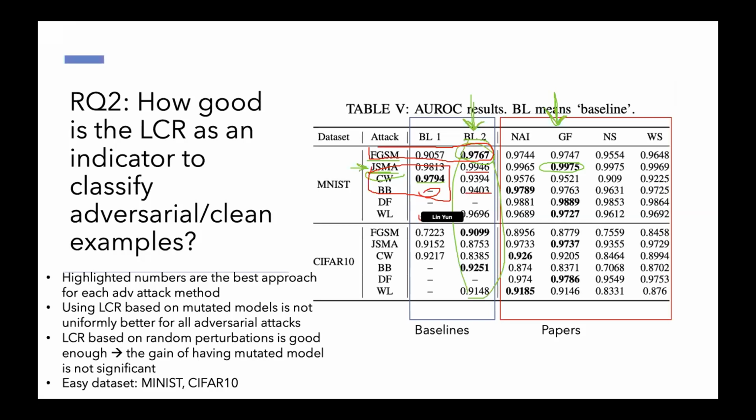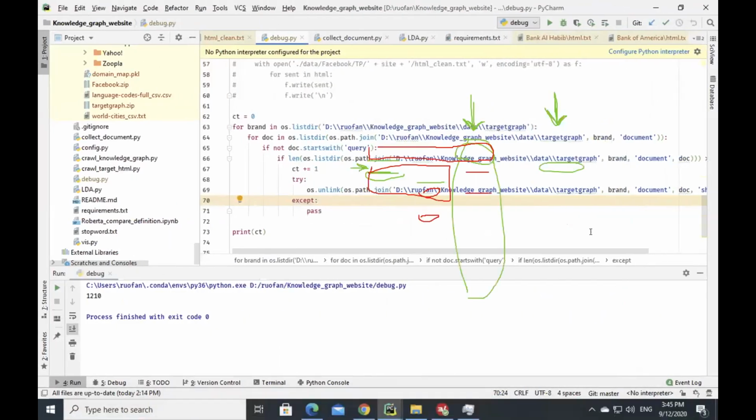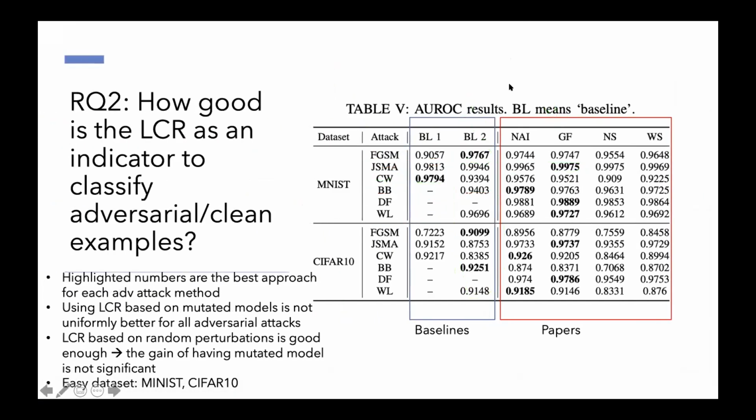I'm not sure about this. Okay, please go on. The gain of having a mutated model is not that significant, and also they use easy datasets here, like MNIST and CIFAR-10. Okay.